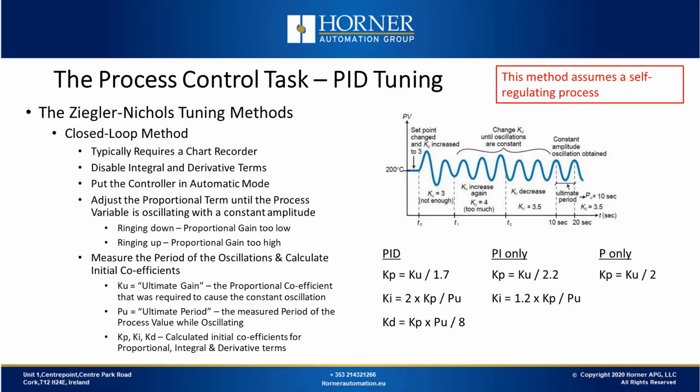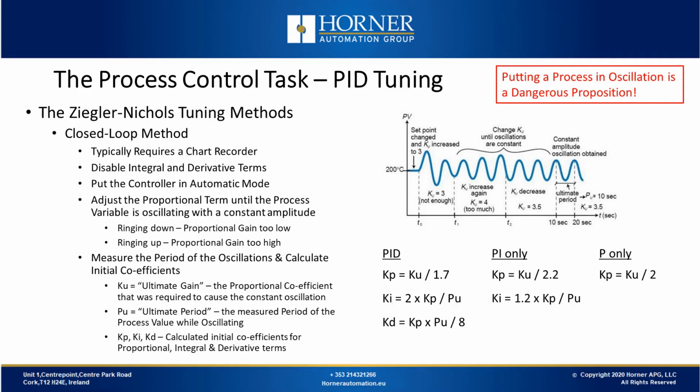The process normally requires a chart recorder. You start by disabling your integral and derivative terms, enabling the P-only type control, and putting the controller in automatic mode. Then you manually adjust the proportional term in the PID until the process variable is oscillating with a constant amplitude. Then, measure the period of the oscillations and calculate your Kp, Ki, and Kd. Those are the coefficients that you use in your PID instruction as starting points for the control of the process.